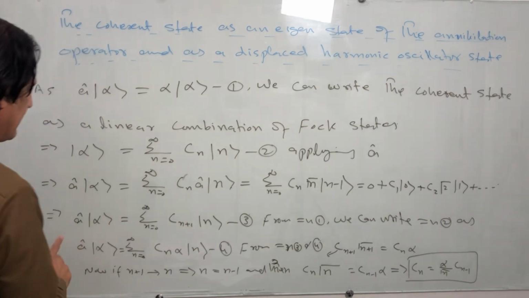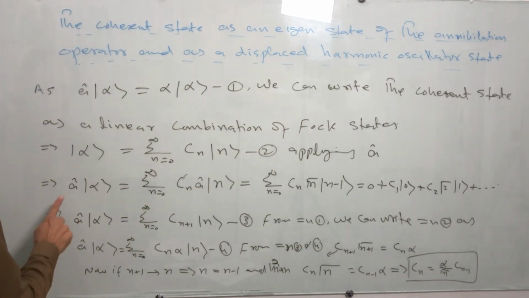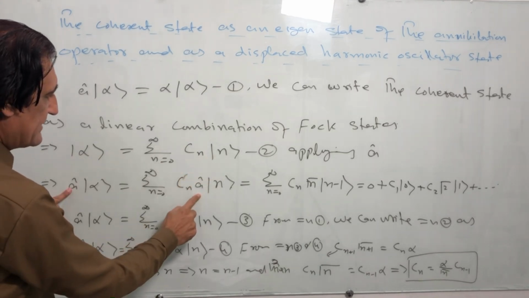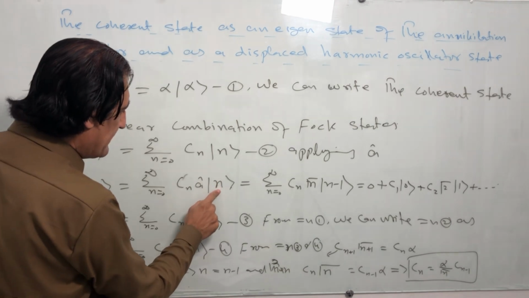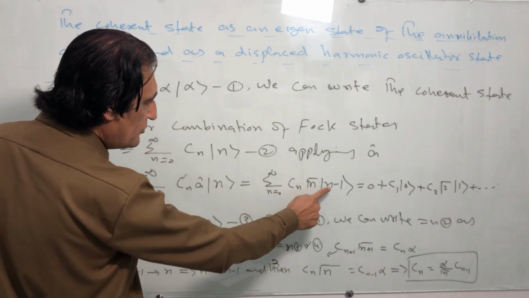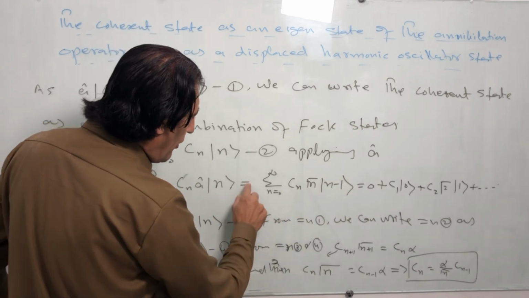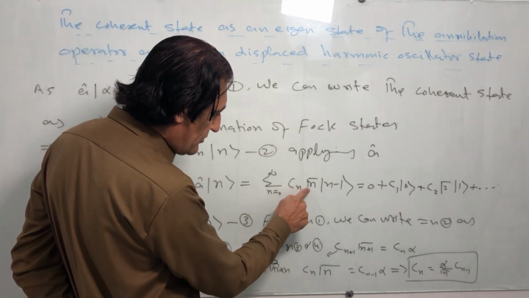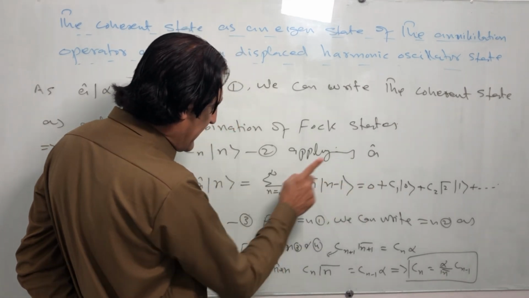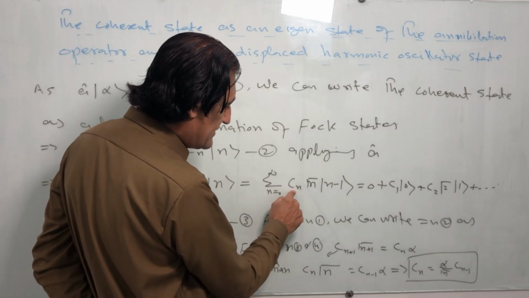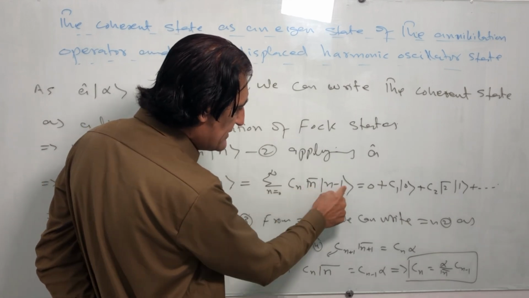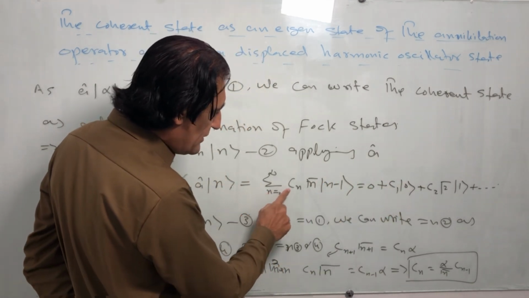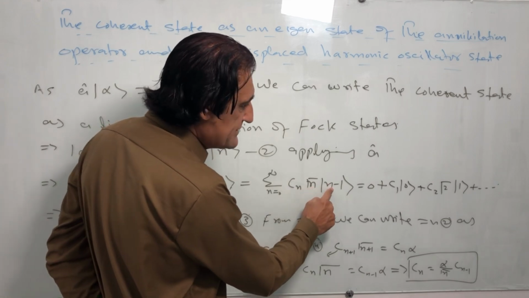And now applying a to this state, in equation 1, a can be applied to this side and this side as well. Now if this is operating on the n state, then we get square root of n times the n minus 1 state. Now open this summation. For example, n equal to 0, then C0 and here 0, then we get 0. And if n is equal to 1, this is C1, this is 1, and this is the vacuum state, 1 minus 1. And n equal to 2, C2, square root of 2, and this is the state 1, and so on.